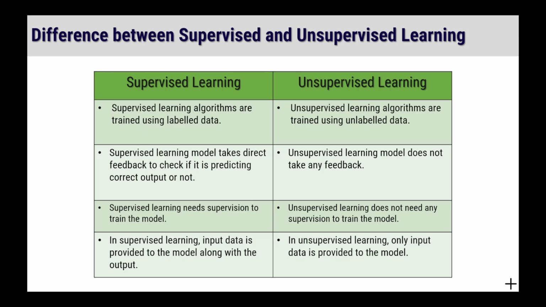Supervised machine learning needs supervision to train the model. And unsupervised machine learning does not need any supervision to train the model. We know this. And in supervised machine learning, input data is provided to the model along with the output. But in unsupervised machine learning, only input data is provided to the model. We already know this.